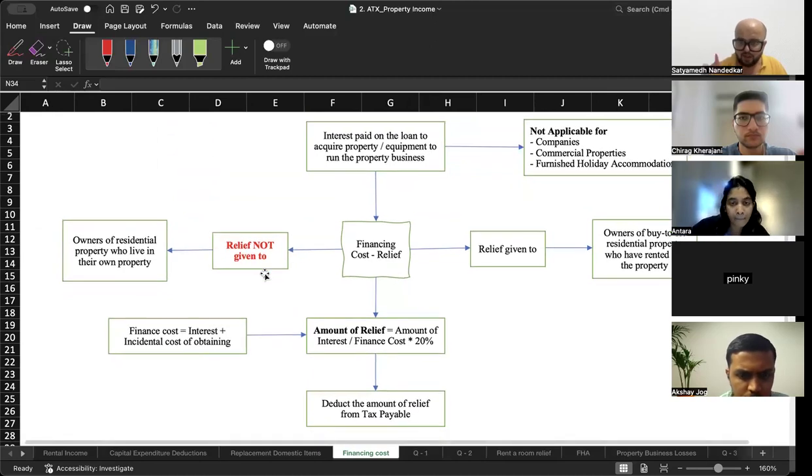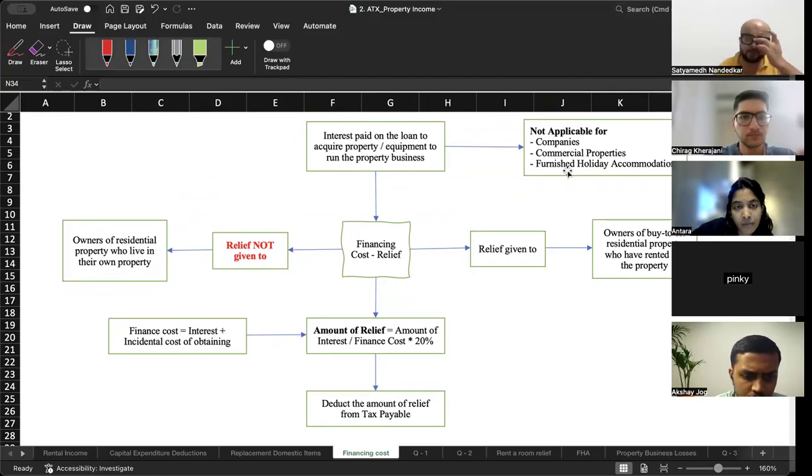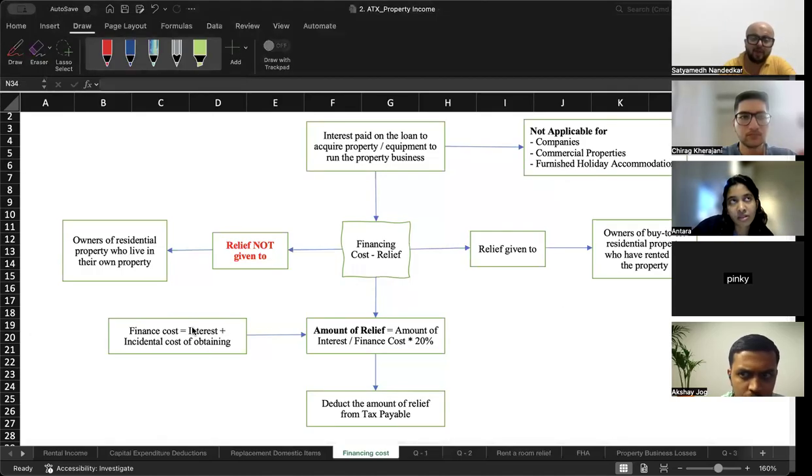Have a look at the flowchart once, and this is not applicable for companies, commercial properties, and furnished holiday accommodation. So is it called relief because the amount is adjusted from the tax amount? Yes. Ideally, that is how the nomenclature should be, but in capital gains, in some places they use a different nomenclature also. But ideally, that is what relief means.